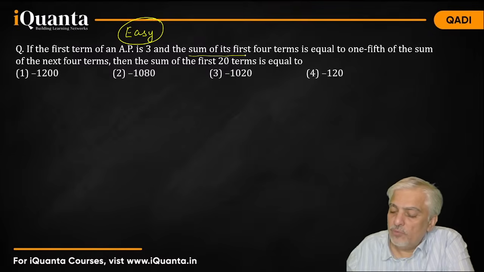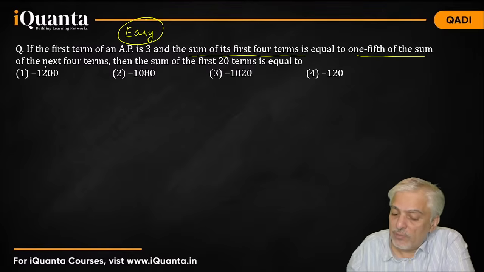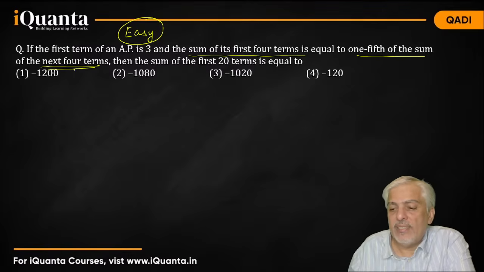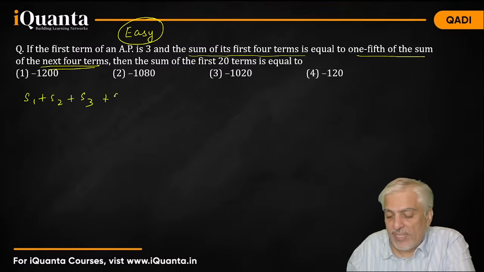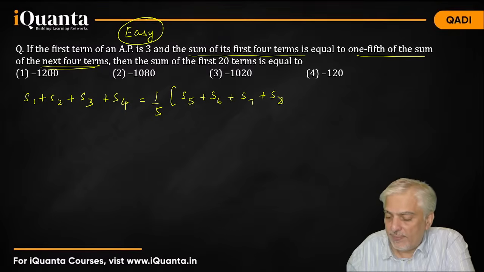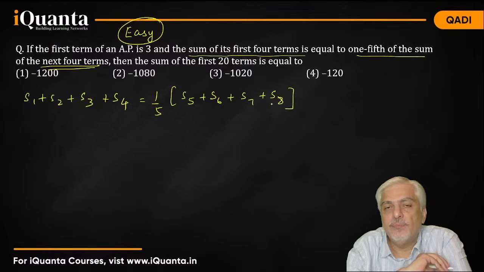The sum of the first four terms is equal to 1/5 of the sum of the next four terms. That means, just listen, S1 plus S2 plus S3 plus S4 is 1/5 of S5 plus S6 plus S7 plus S8, right?